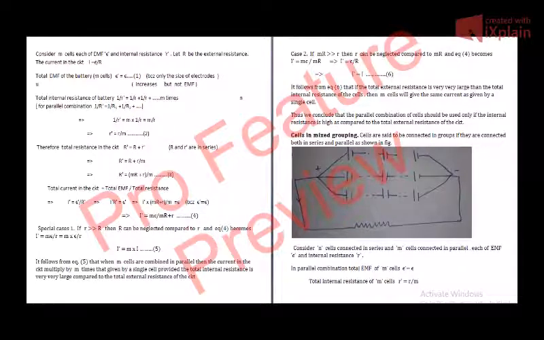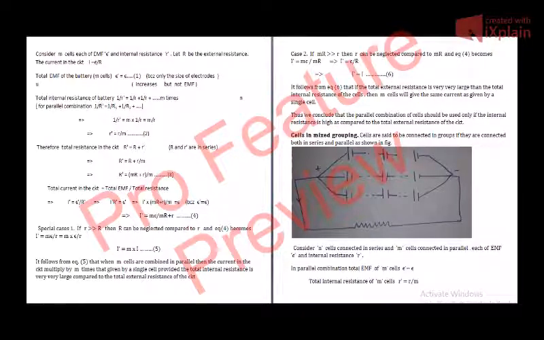Total EMF of the battery of M cells, E dash, is equal to E. Why is it not ME? Because only the size of the electrodes increases but not the EMF. You can see from the figure also, if you join these positive terminals and negative terminals, the size of the terminals increases but not the EMF. So when cells are connected in parallel, only the size of the electrodes increases but not the EMF. So E dash will be equal to E.